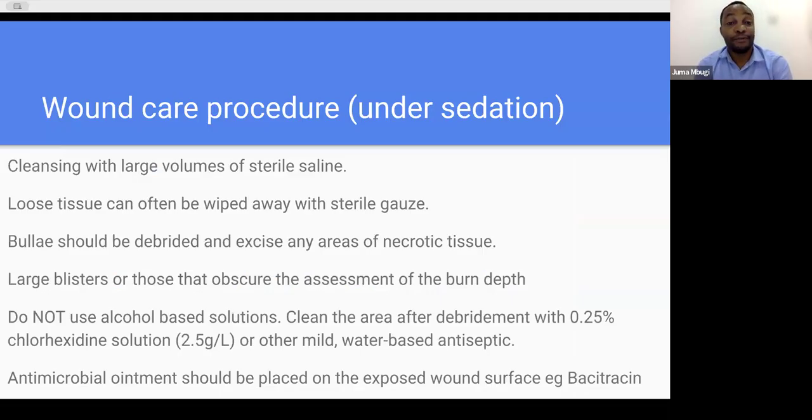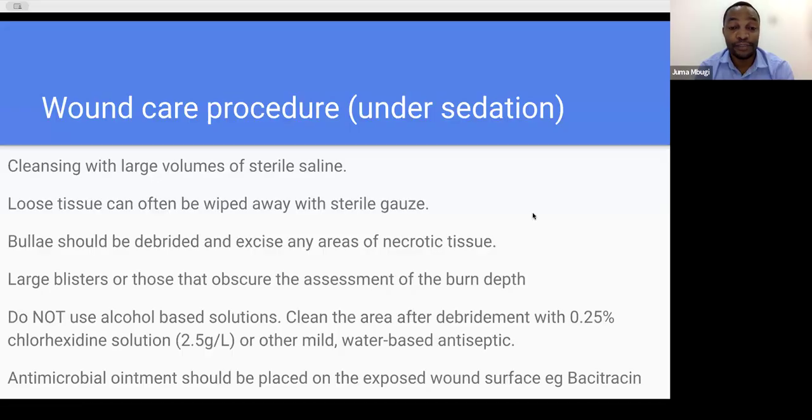For the wound care procedure, all of this can be done under sedation, but it depends on the extent of the injury, the severity of the injury, and the level of pain. But to be comfortable with your procedure, you can do it under procedural sedation. So you cleanse the area with large volumes of sterile saline, just like we have seen in the last slide, and loose tissue can often be wiped away with sterile gauze, and the bullae should be debrided and any areas of necrotic tissue excised.